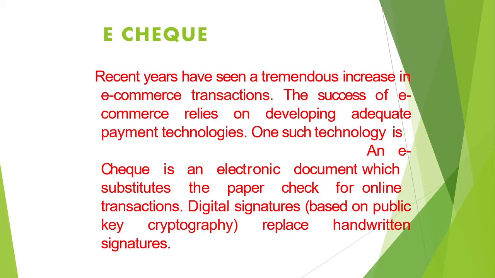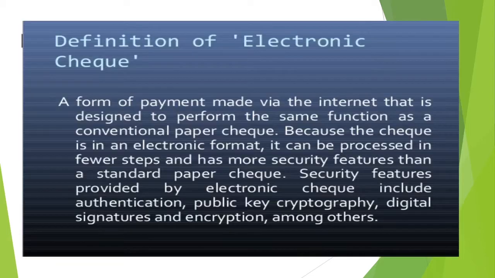In that, one electronic technology is the e-check. It is an electronic document, a paper check or online transaction, with a digital signature. Digital signature is enabled in place of handwritten signatures. Sometimes there is a possibility of forging a physical signature, but it is not possible to forge a digital signature because it is highly secured. So now the e-check is enabled with digital signatures.